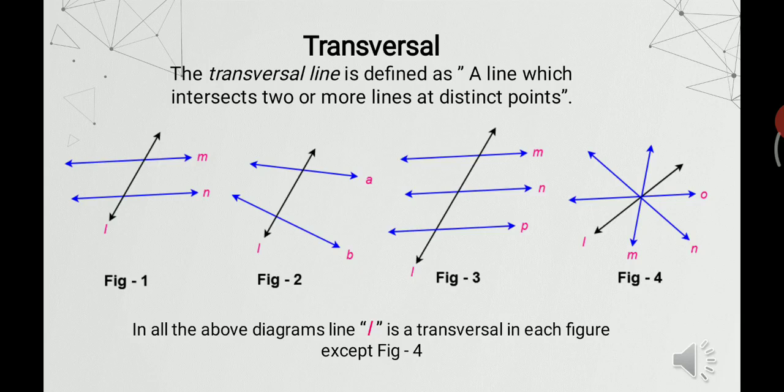But in figure 4 we see that L, M, N and O are intersecting each other at a single point. So since L is not intersecting these lines at distinct points, L is not a transversal in this case.